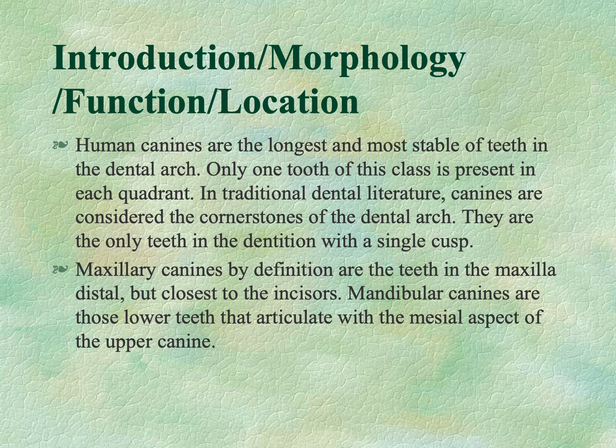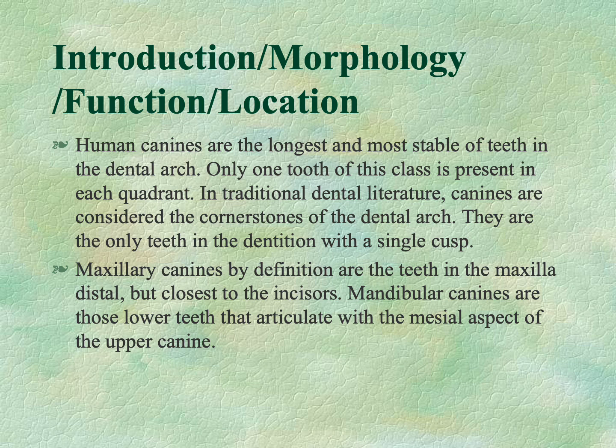Human canines are the longest and most stable of teeth in the dental arch. Only one tooth of this class is present in each quadrant. In traditional dental literature, canines are considered the cornerstones of the dental arch. They are the only teeth in the dentition with a single cusp.